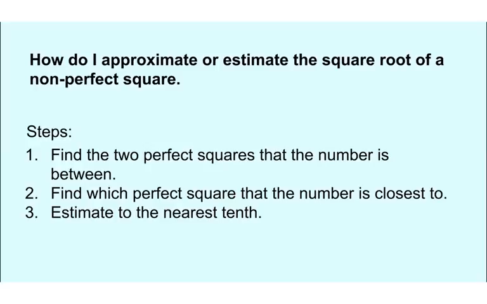Okay, so the first step is you're going to find the 2 perfect squares that the number is in between. So you're looking for the 2 perfect squares, the one that's smaller than your number and the one that's larger than your number. After you do that, you're going to find which perfect square the number is closest to. I'll show you what I mean by that. Somewhere it's going to fall between those, and you want to look for the one that it's the closest to, that has the smallest difference. After you do that, you know what whole number you're close to, and you need to estimate it to the nearest tenth. So let's look at an example.